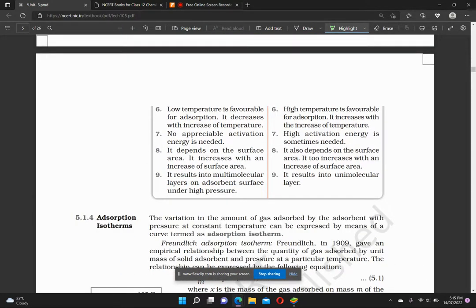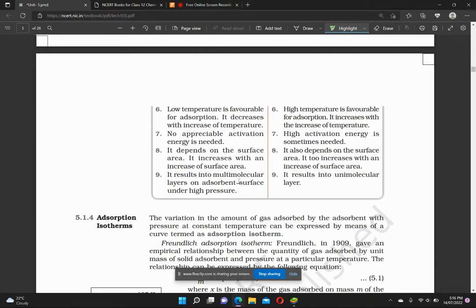In physisorption, low temperature is favorable for adsorption. It decreases with increase in temperature. We just now saw high temperature is favorable for chemisorption. It increases with the increase of temperature. No appreciable activation energy is needed in physisorption. High activation energy is sometimes needed in chemisorption. Now in physisorption, it depends on the surface area. It increases with an increase of surface area. Same with chemisorption.